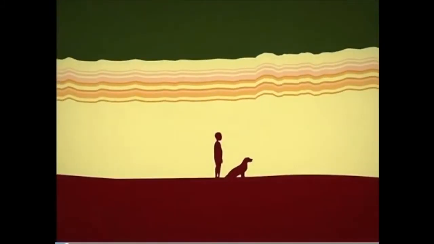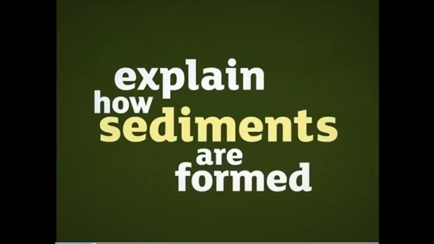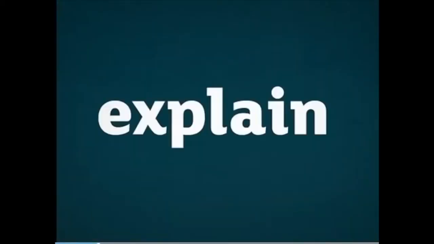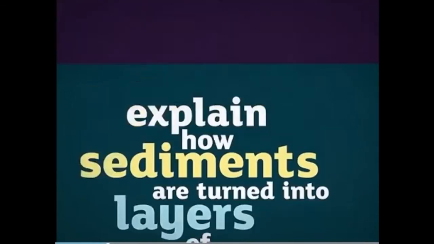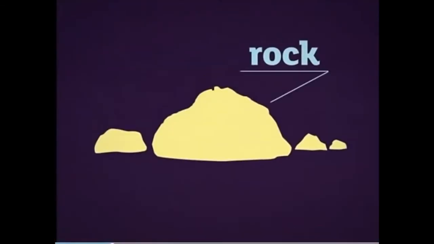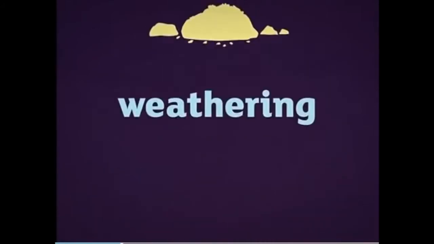I was walking my dog on the beach when I noticed that the cliffs are made of horizontal stripes of rock. But what causes this? To understand this, we need to explain how sediments are formed and how sediments are turned into layers of new rocks. Existing rocks can be broken down into small pieces or sediments in a process called weathering.